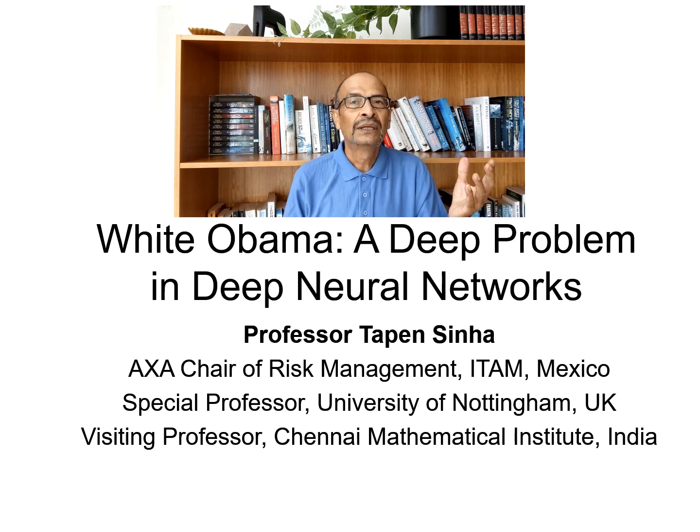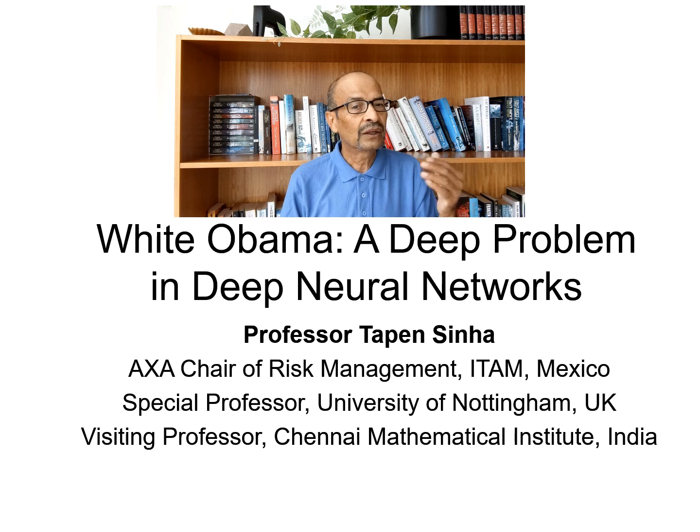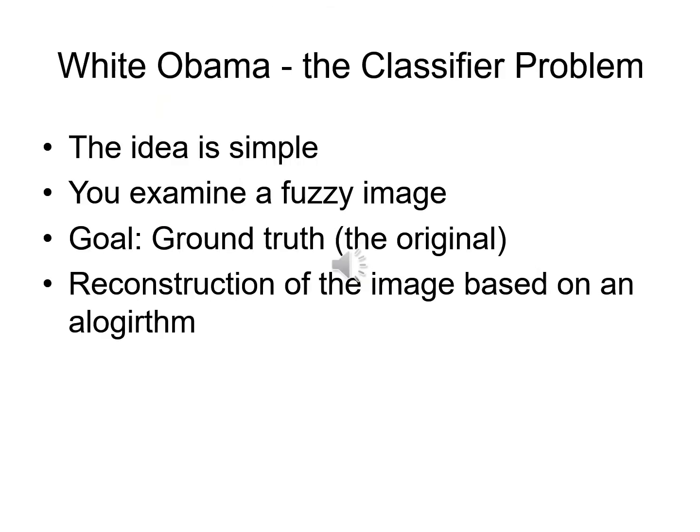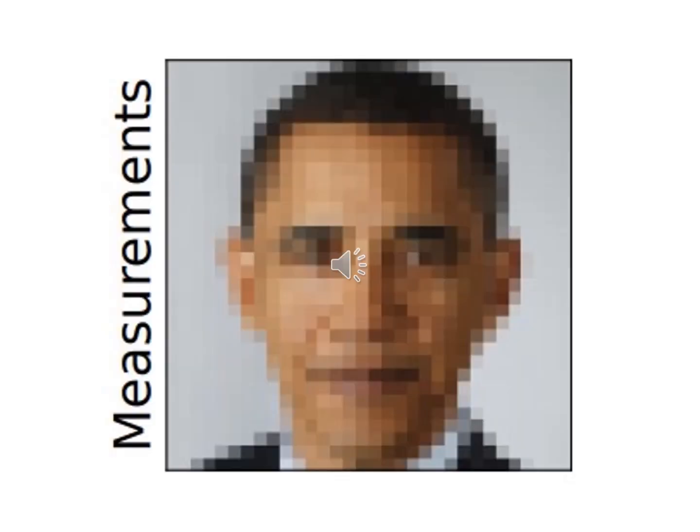generalize from it. The problem that gained a lot of reputation is what is known as the white Obama problem. With that intro, let me go directly to the matter at the heart of the problem. So you have a fuzzy image, you want to reconstruct the image, and your goal is what is called the ground truth. Here is the classic image alluded to in the intro of this talk.